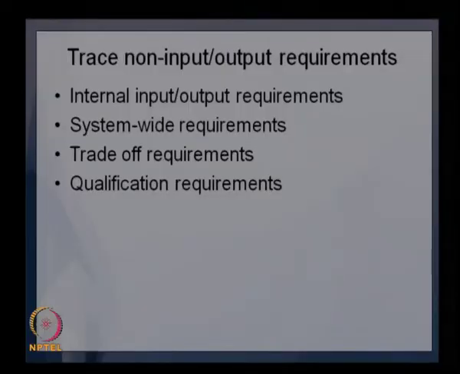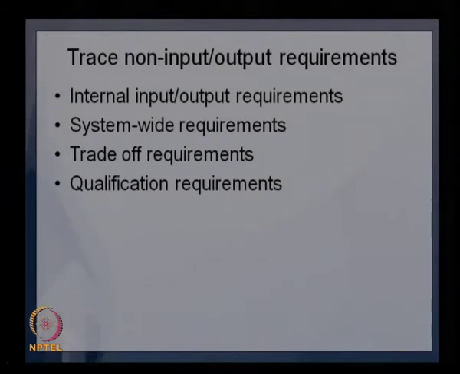In the last class we mentioned that one of the major tasks in allocation architecture is to look at the non-input output requirements. From looking at the system as a whole we have some inputs and outputs, and based on that we can identify the input output requirements. But when we convert the functional architecture and physical architecture into an allocation architecture, there will be some other requirements cropping up because of this allocation, and they are basically the internal input output requirements.